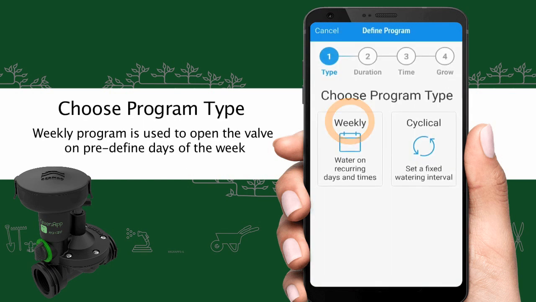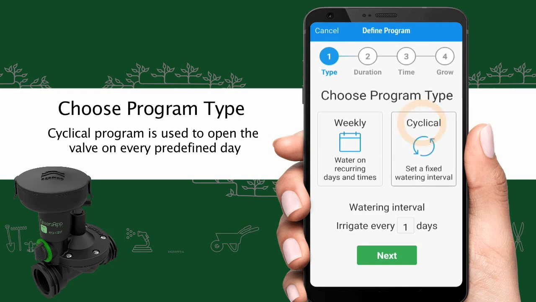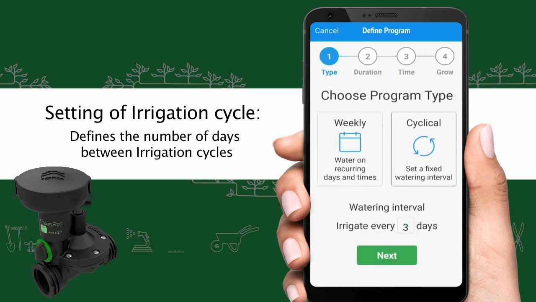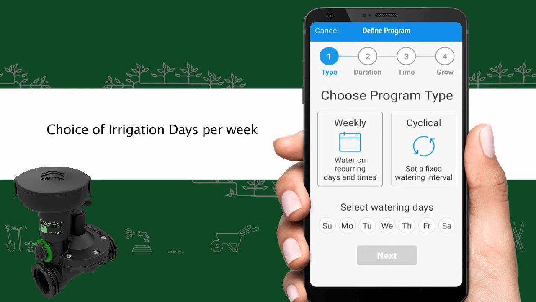Choose program type. Weekly program is used to open the valve on predefined days of the week. Cyclical program is used to open the valve on every predefined day. Setting of irrigation cycle defines the number of days between irrigation cycles. Choice of irrigation days per week.